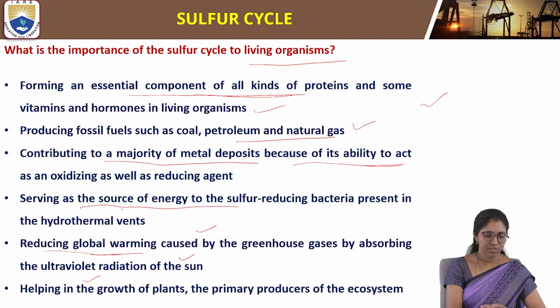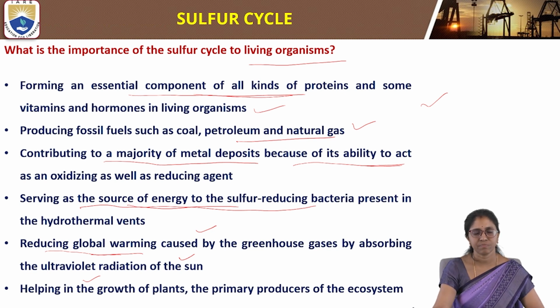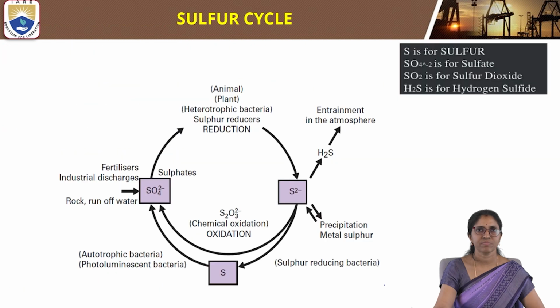So it is also serving as a source of energy to the sulfur reducing bacteria present in hydrothermal vents. And the most important thing is it is reducing the global warming caused by the greenhouse gases by absorbing the ultraviolet radiation of the sun. It is helping in the growth of plants and the primary producers of the ecosystem. So this is the sulfur cycle.